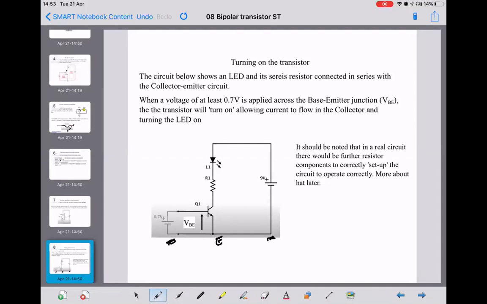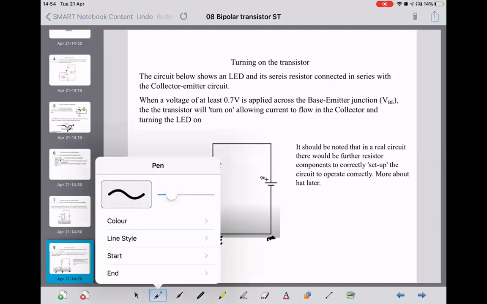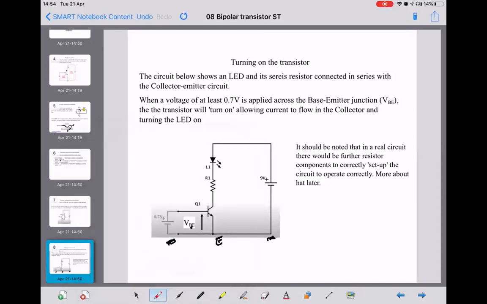So if we apply a voltage of at least 0.7 of a volt here, VBE, then the transistor will turn on and we'll get a current flow through the transistor, and we turn the LED on. So just by controlling this small voltage here, we can turn that LED on and off.